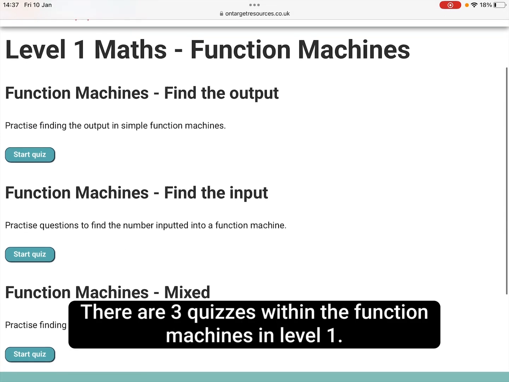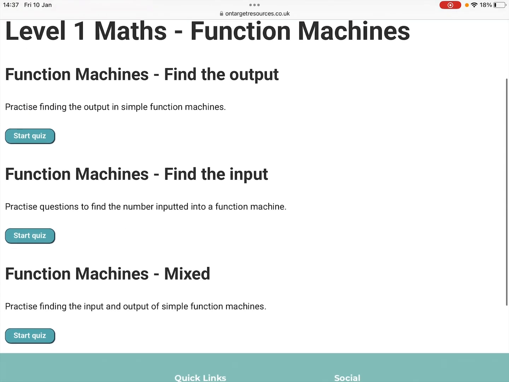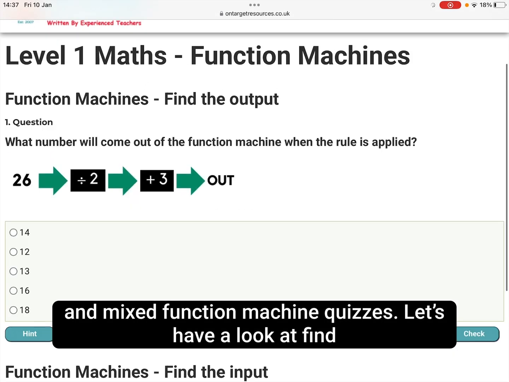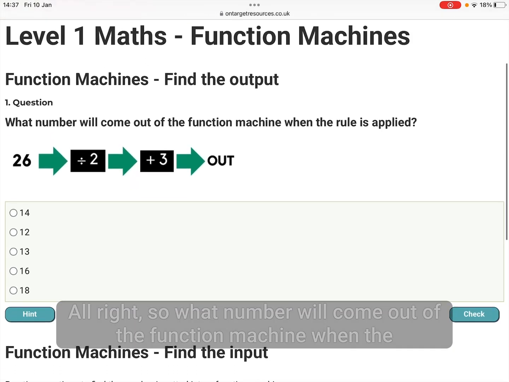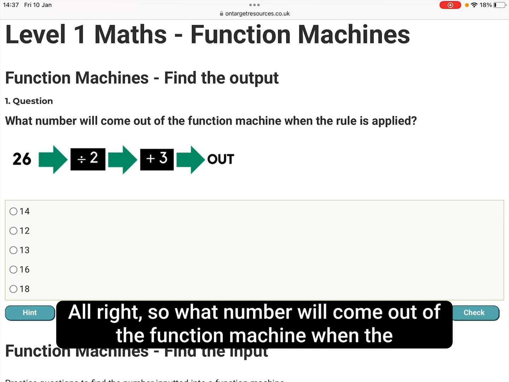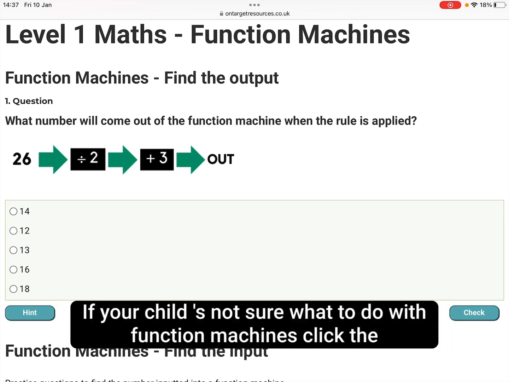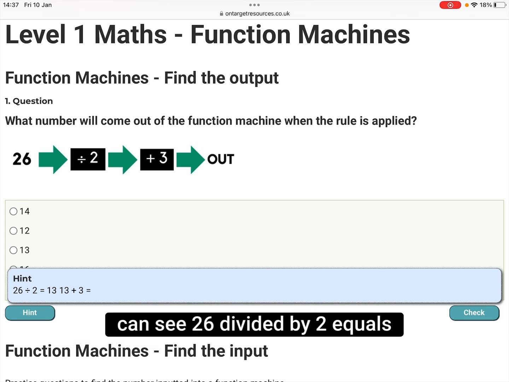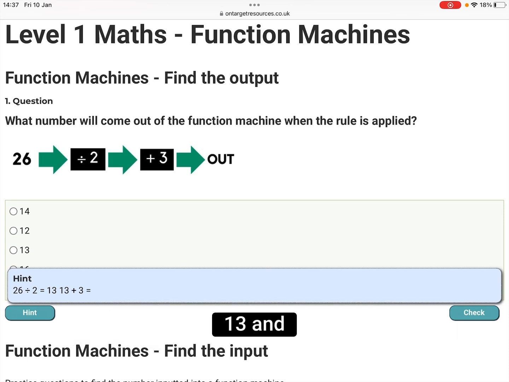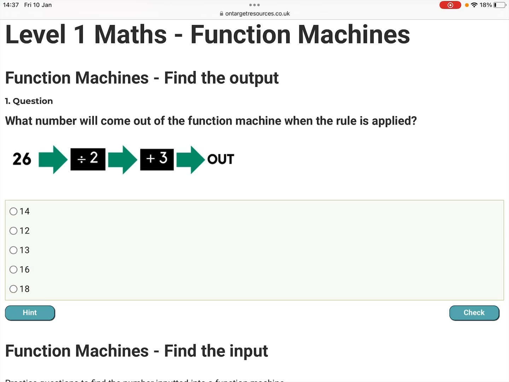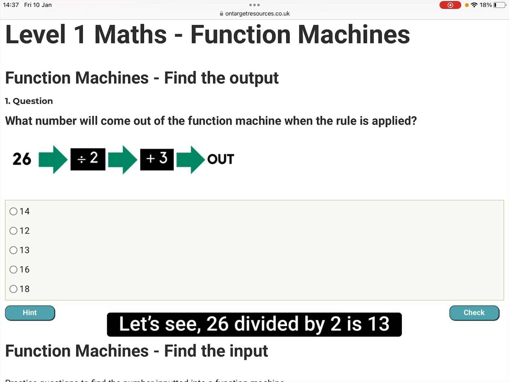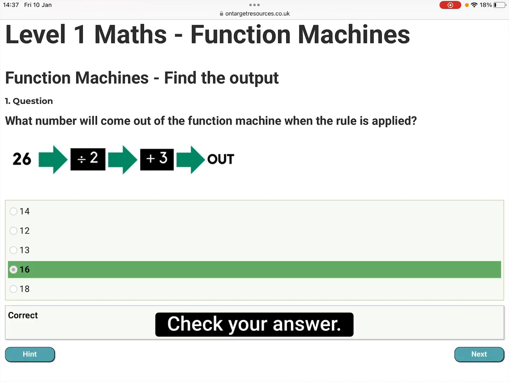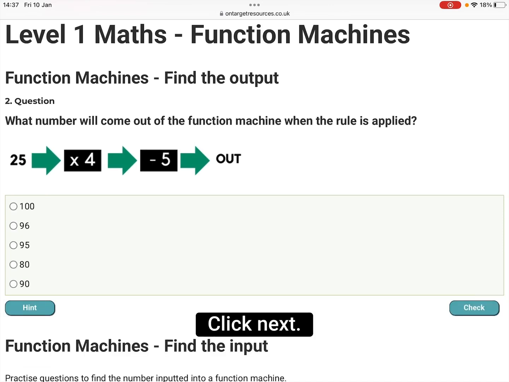So there's 3 quizzes within the function machines in level 1 maths: find the output, find the input, and mixed function machine quizzes. So let's have a look at find the output. All right, so what number will come out of the function machine when the rule is applied? So if your child's not sure what to do with function machines, click the hint button. You can see 26 divided by 2 equals 13, and then we're going to add on 3. So let's see, 26 divided by 2 is 13, add on 3 is 16. Check your answer. Click next.